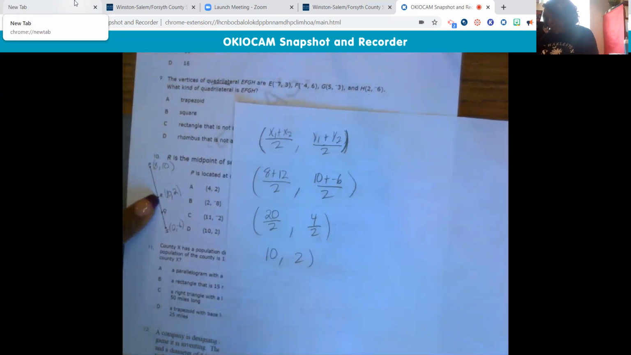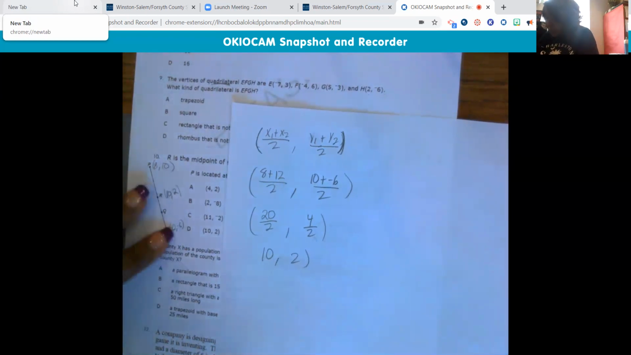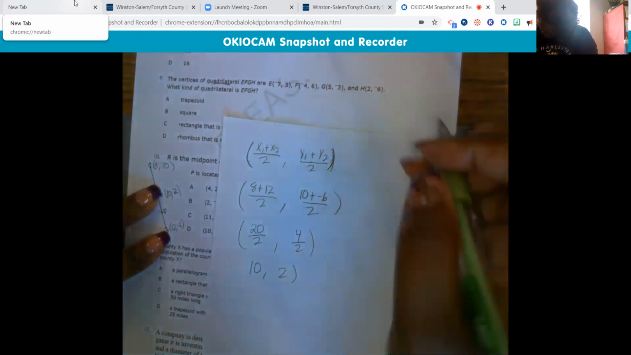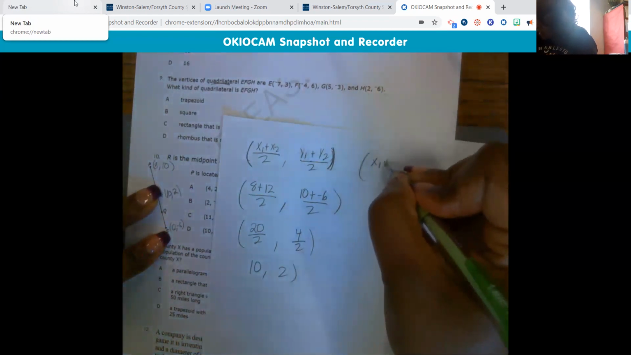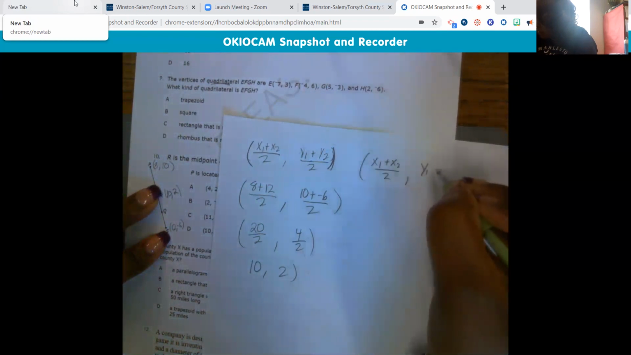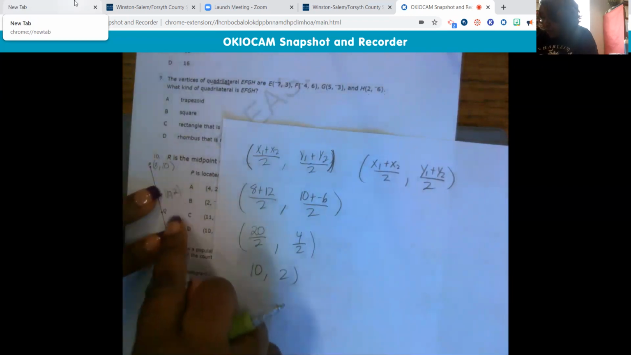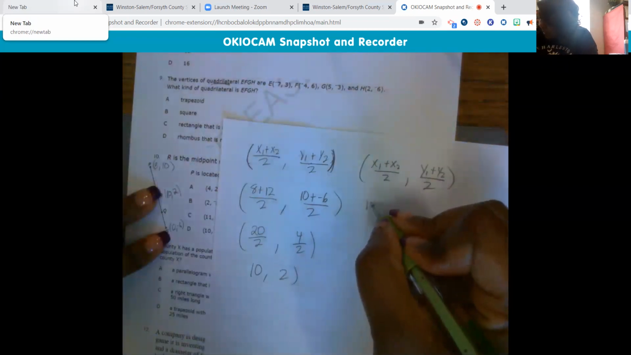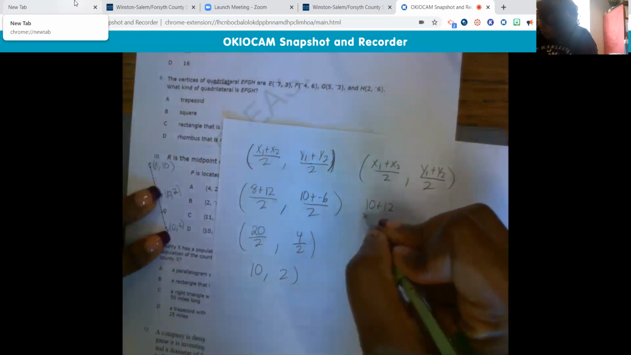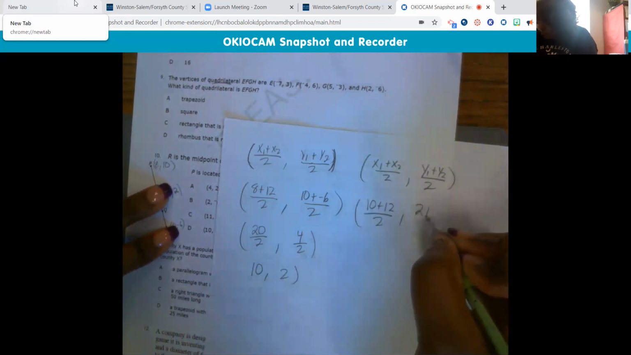So now we have to find the midpoint between these 2 points. That'll give me Q. So I'm going to do the same formula again. Add the x's together and divide by 2. Add the y's together and divide by 2. This is what we're trying to find the middle of. So we add 10 plus 12 divided by 2. Then these are my y's. We add 2 plus negative 6 divided by 2.